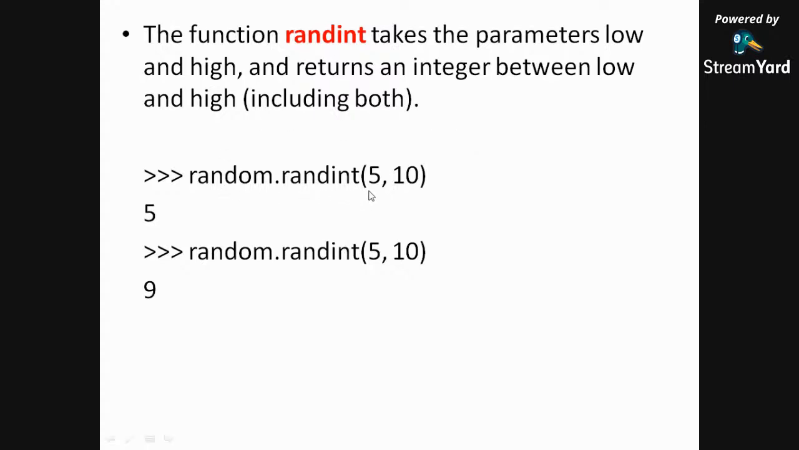random.randint(5, 10). That means from 5 to 10 you generate a random number, including both 5 and 10. In the first case it has generated an integer 5. Second time, if I execute again, you can see a random integer generated as 9. So like this, every time you call this function, a new random number is generated. So, a single random integer if you want to generate.